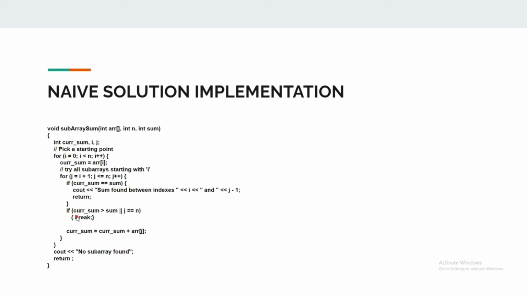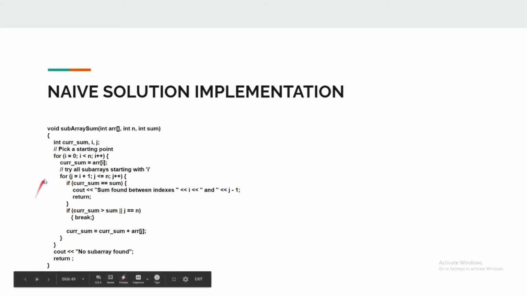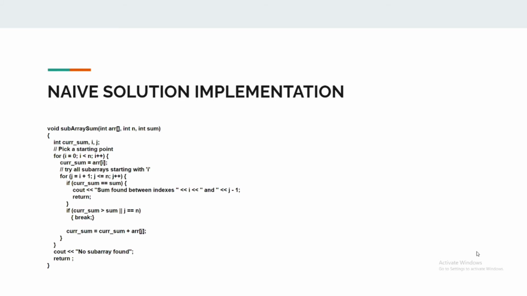If this is also not the case, we add the jth element, that is, the next element, and then check whether that is equal or not. This is how the whole loop goes. If we do not find any subarray after traversing the whole ith loop, that means no subarray is possible. So at the end, we just print no subarray possible. So we have seen the naive solution implementation.